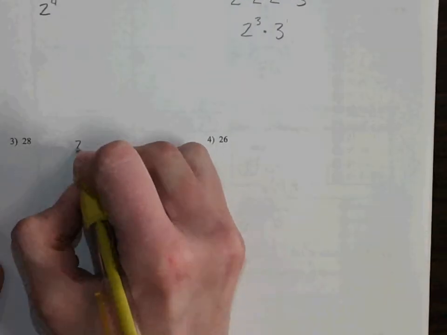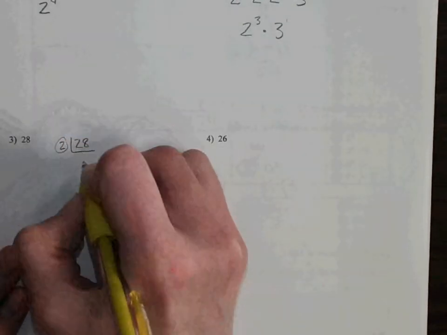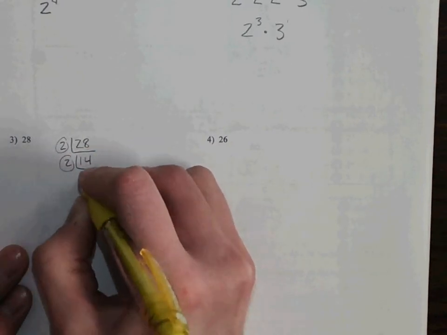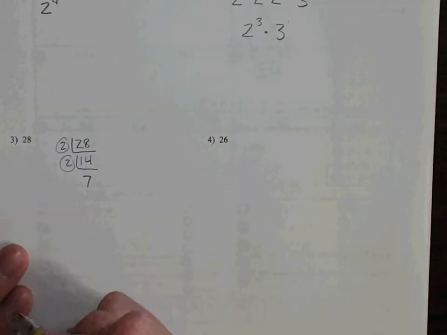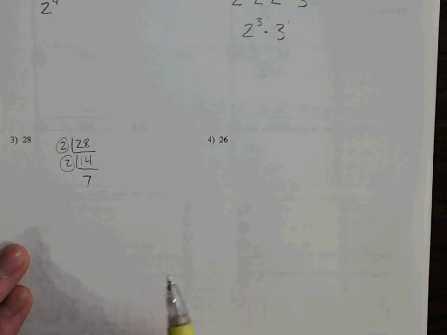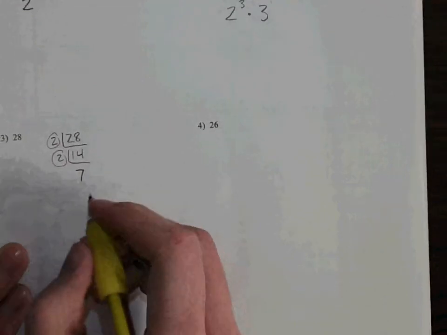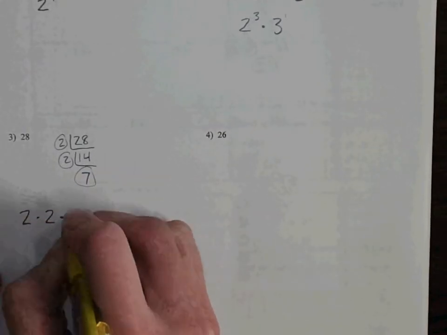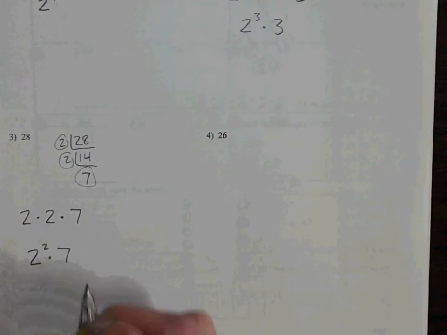Okay, 28. I'm going to use 2 because I like 2. And that would give me 14. I'm going to use 2 again. And that would give me 7. If you need to check back on your list or look up on the poster above where you sharpen your pencil, it has a whole list of prime numbers. They're the ones that are in red. So if you need to check up there, 7 is one of those. I'm going to circle it. So I have 2 times 2 times 7, which is 2 squared times just a 7 by itself. If you want to put a 1 there, you can.